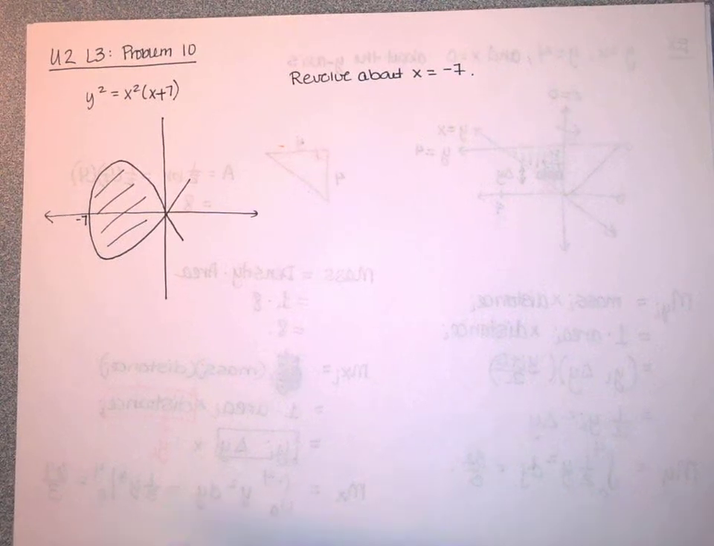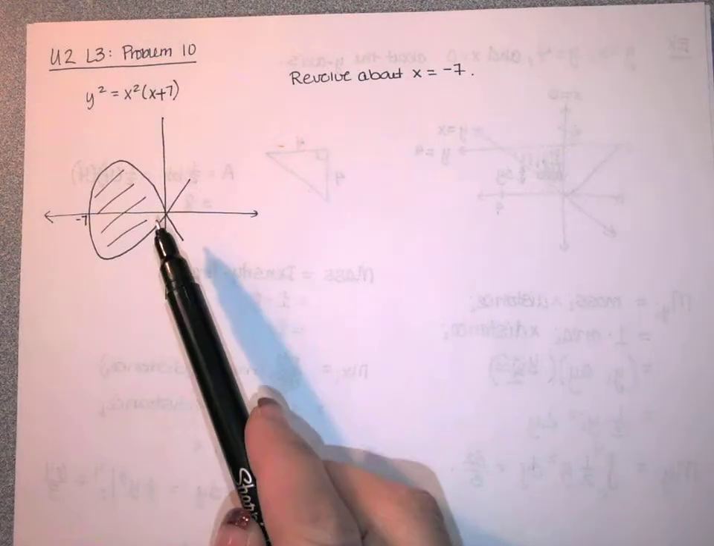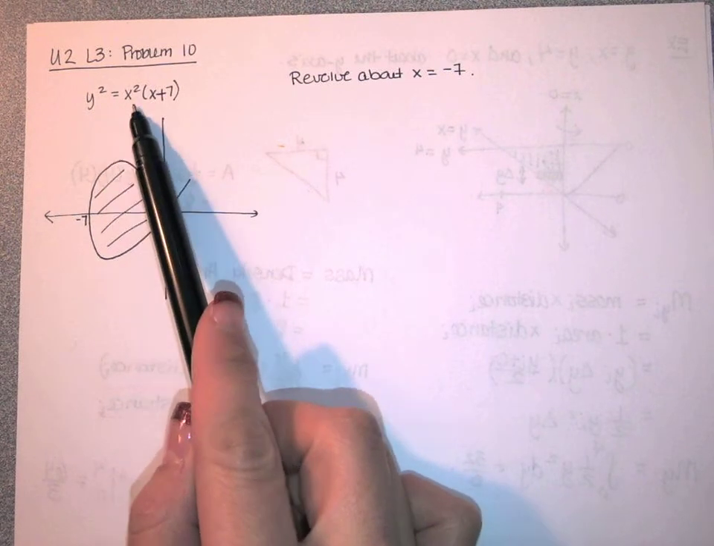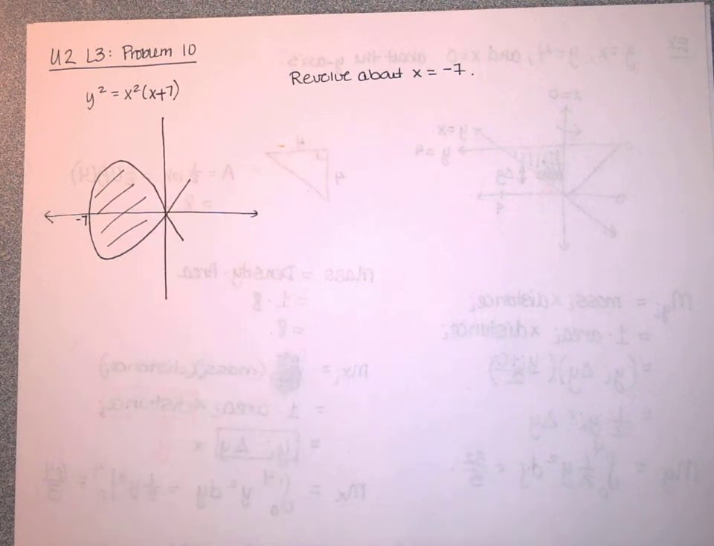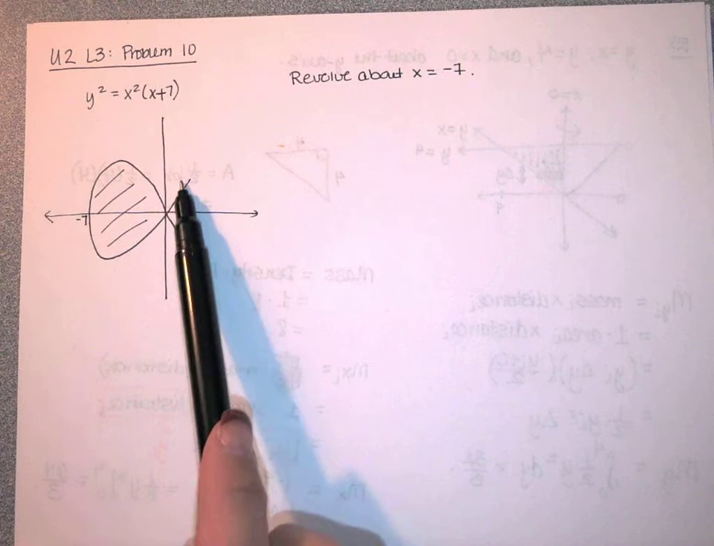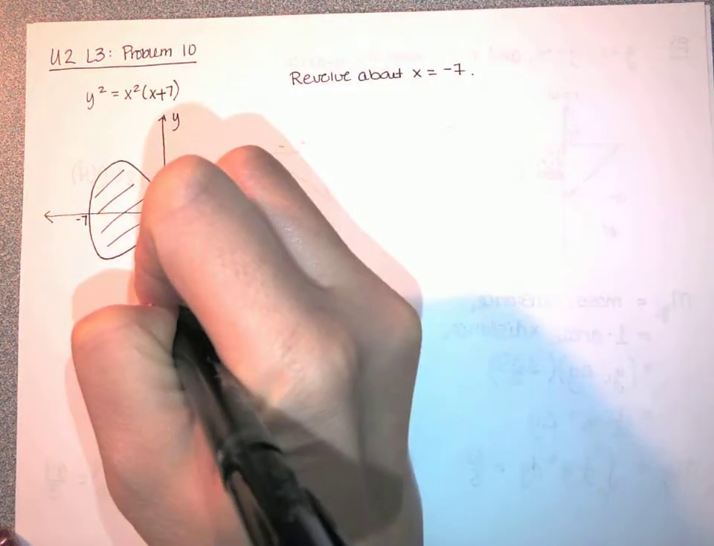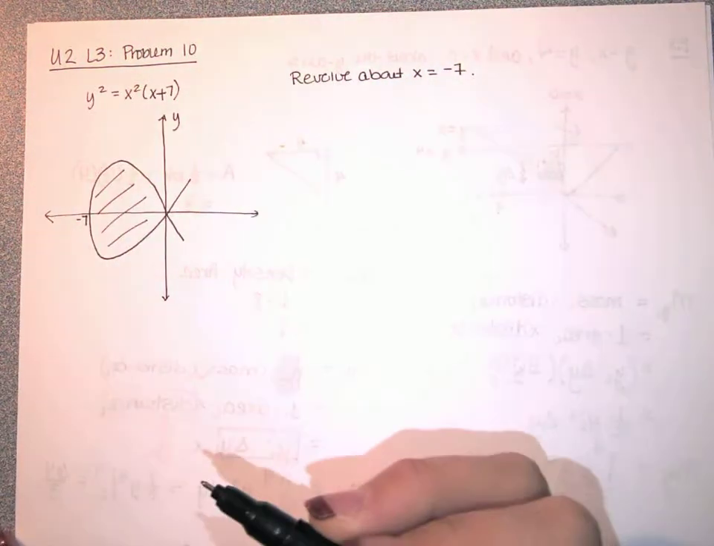Okay, this is a video to help you with your homework. We've got this curve. It's given by y squared equals x squared times the quantity x plus 7. In our picture, they graph it for us. We're shown this. That's what this curve looks like.